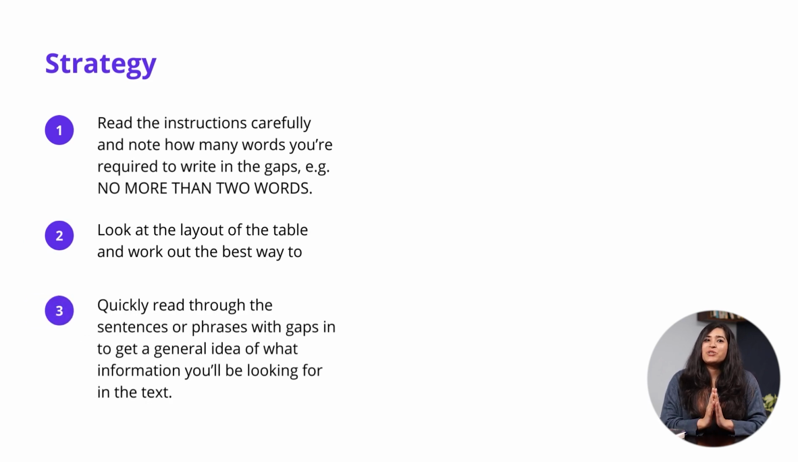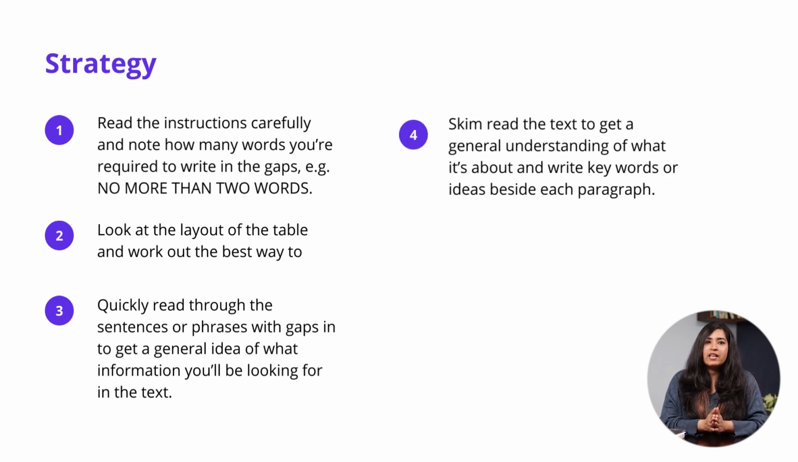Use your skimming skills to quickly read through the sentence or phrases with gaps in it to get a general idea of what information you'll be looking for in the text. Using your prediction skills, try to work out what type of word is missing in each case. For example, again, a noun, a verb, or an adjective. Skim read the text to get a general understanding of what it's about and write keywords or ideas beside each paragraph. This will help you quickly find the information again later in case you skip the question and come back to it.